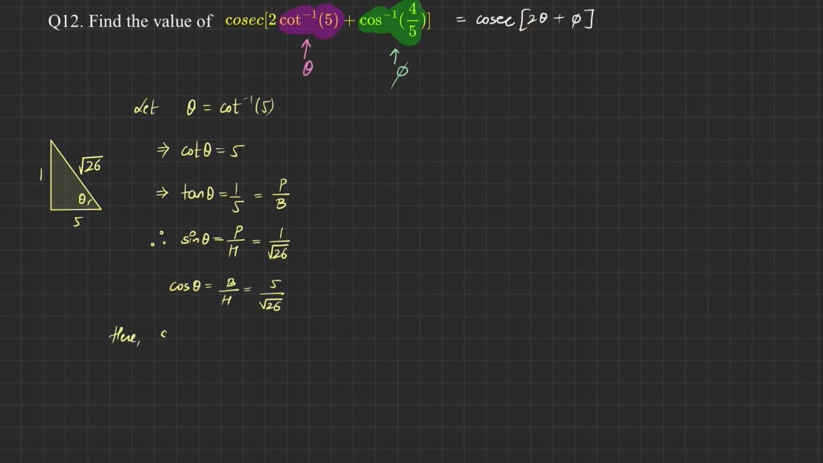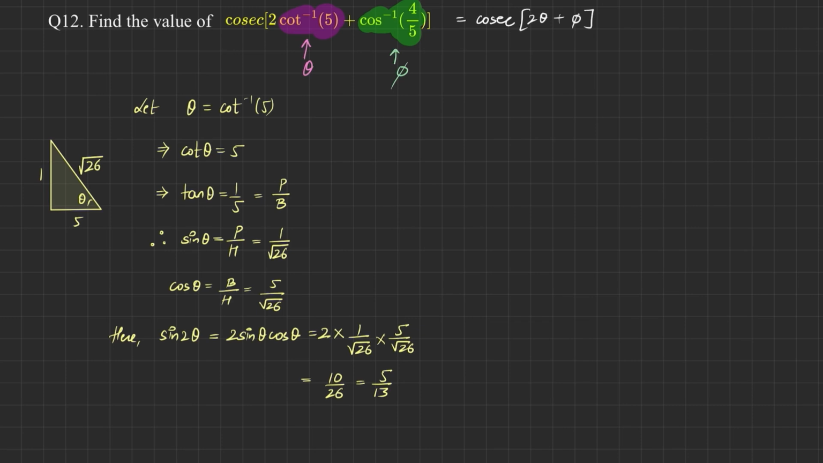I will start with sine 2 theta. The value of sine 2 theta is 2 sine theta cos theta. So it will be equal to 2 into sine theta, which is 1 over root 26, and cos theta, which is 5 over root 26. So it will be 10 over 26, which is 5 over 13. So the value of sine 2 theta is 5 over 13.